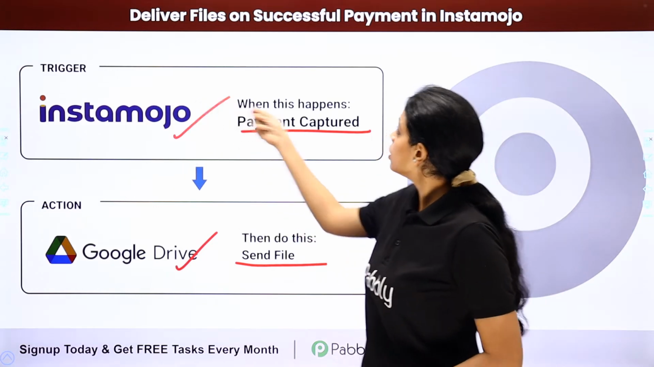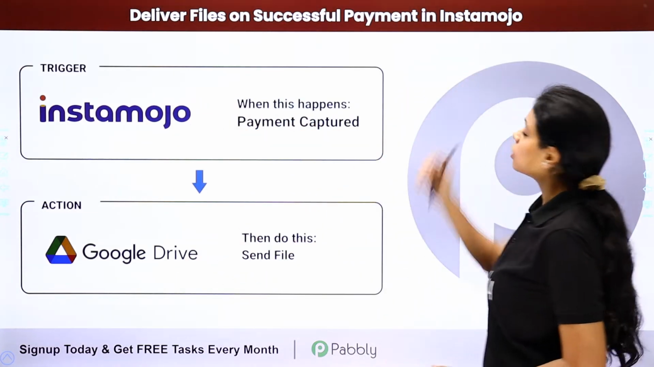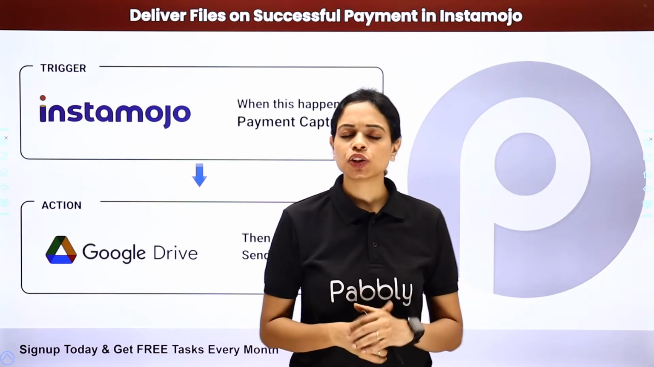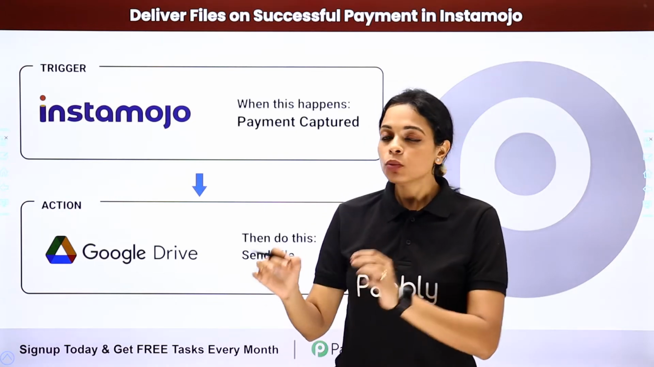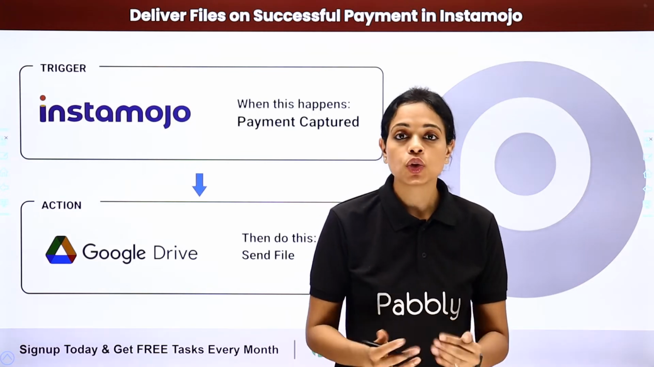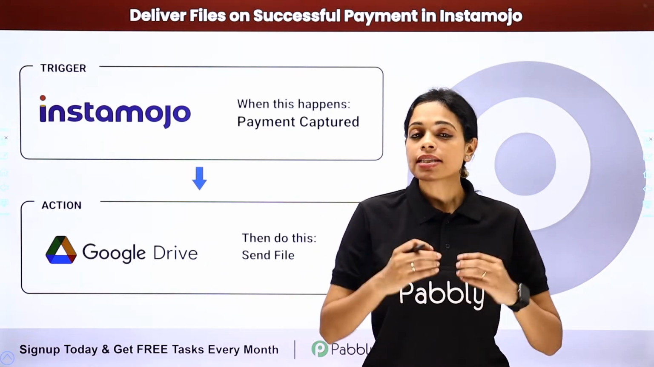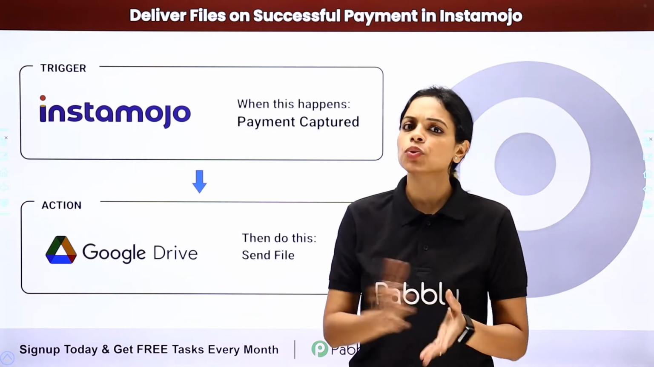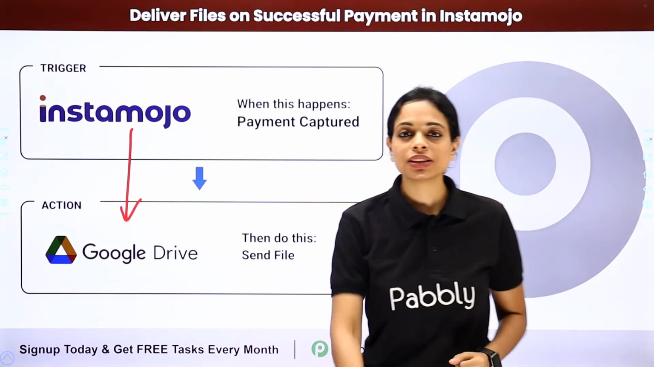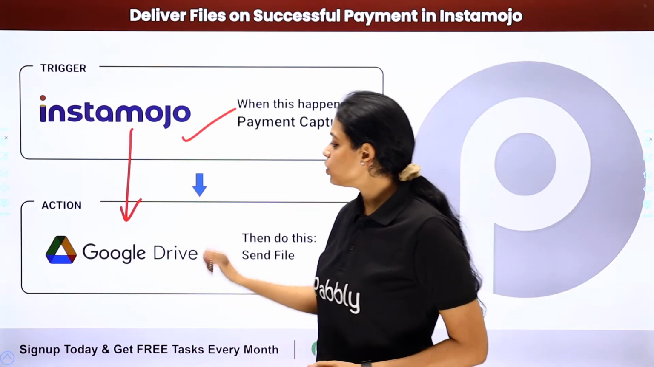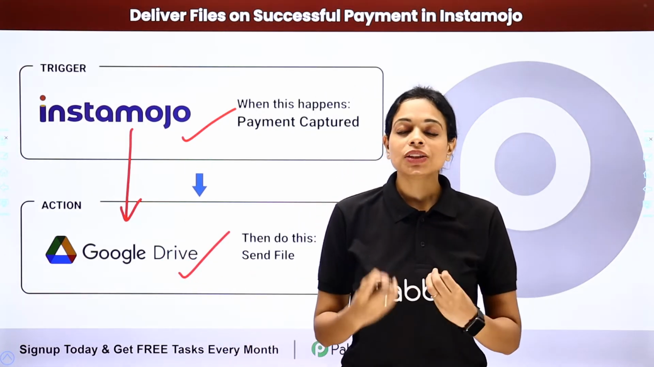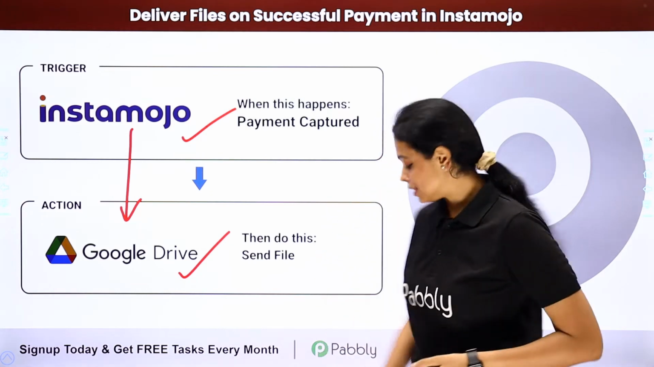Now let's say that you want to deliver files on successful payment in Instamojo. Again, taking an example, I'm running some online classes, spoken English classes, and here I want that the moment my student has registered and made the payment through Instamojo, automatically I should be able to send some files to him through Google Drive or any other application. Again, you will have to integrate the two applications. Your trigger application would be Instamojo and your action application would be Google Drive. And the time that you are saving here, you can actually use that in creating better content for your students.